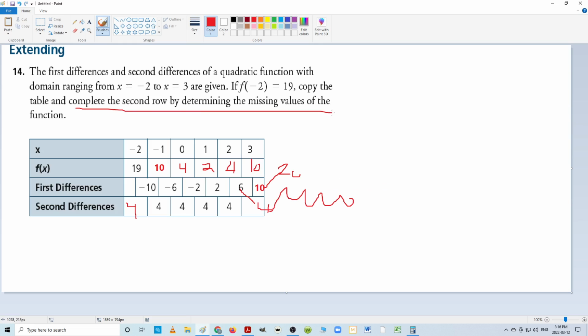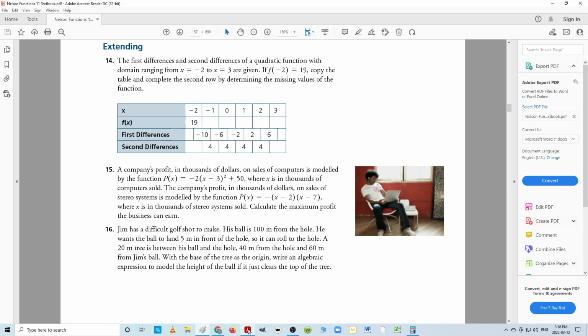Determine the missing values of the function. Okay, I just did. Now, if you wanted to figure out the equation, you could as well. But they didn't ask me this, so I'm not going to do it. Just go see the other one.